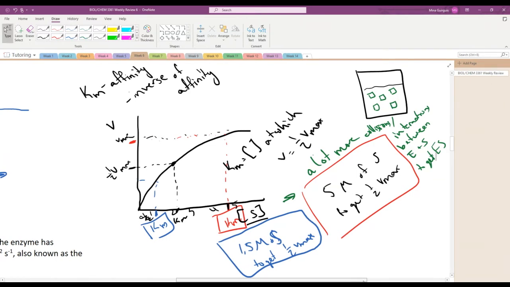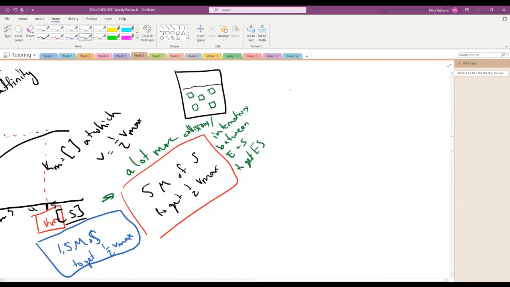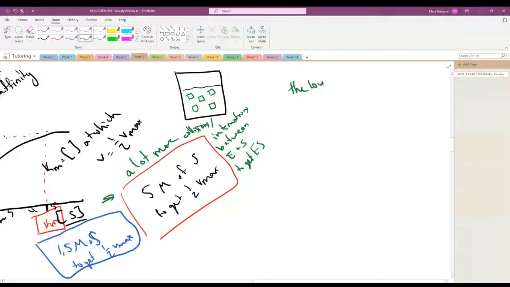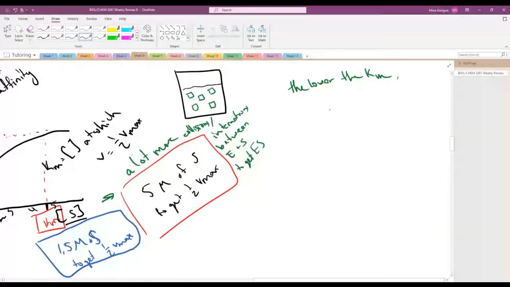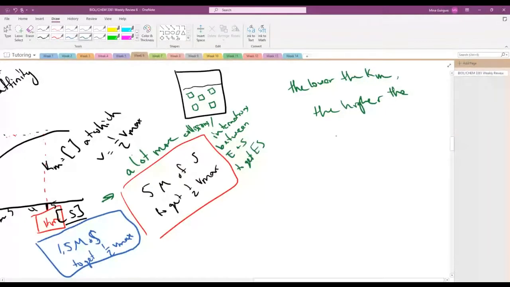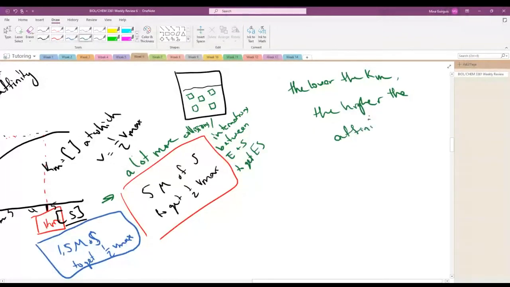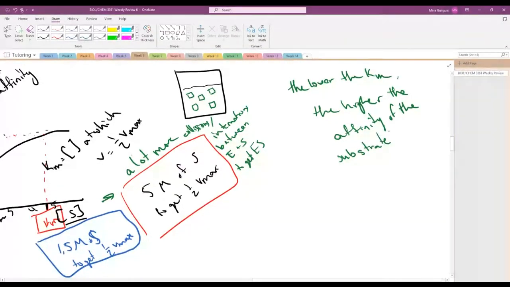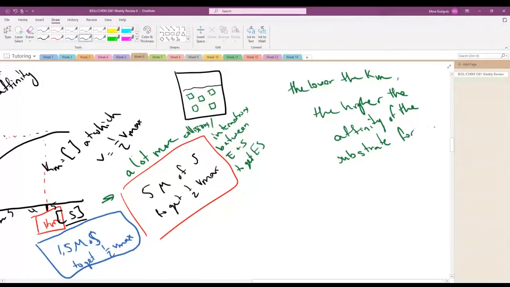So, the lower the Km, the higher the affinity of the substrate for the enzyme, or vice versa, so of the enzyme for the substrate. Okay, this is Km.